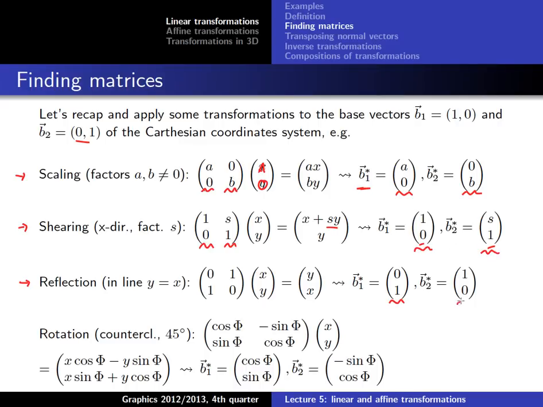So if we apply our transformation matrix to the base vectors of the Cartesian coordinate system, we get exactly the column vectors of the matrix. But the other way around, that also means if we don't know the matrix, we just have to think about where those base vectors will end up when we do this transformation. And the vectors where they end up are then exactly the column vectors of our matrix.